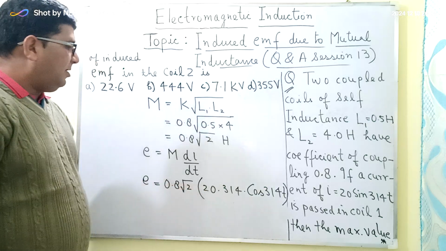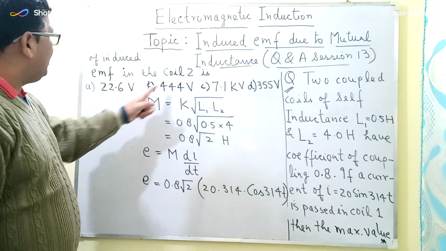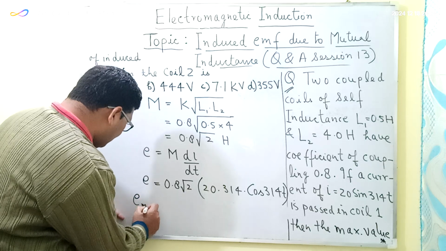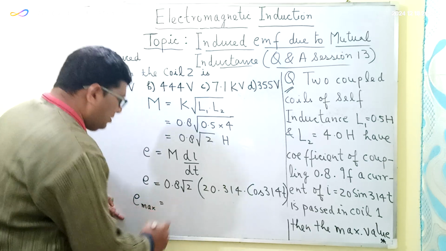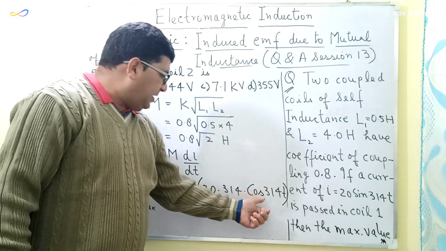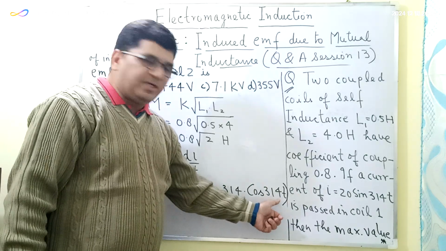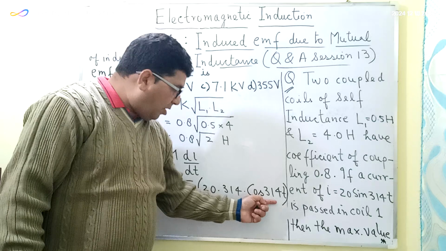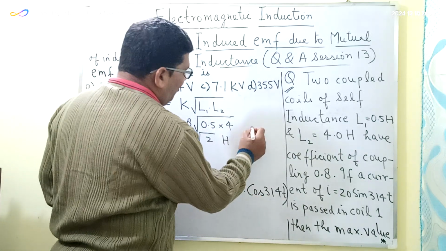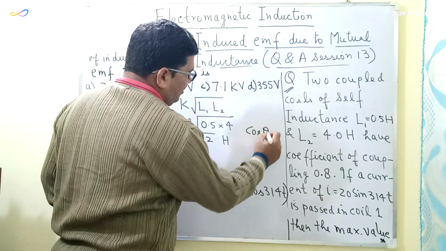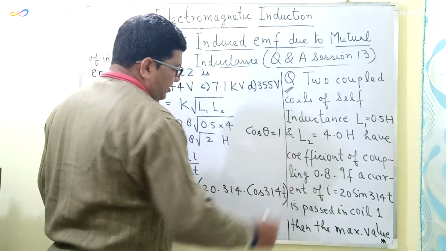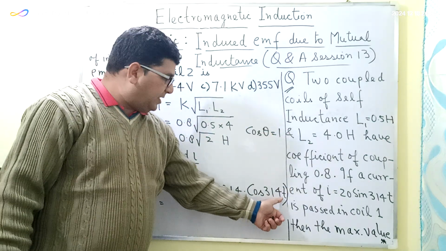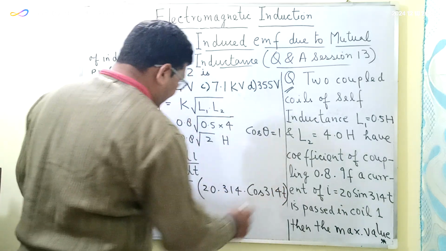But we have to find the maximum value of the induced EMF in coil number 2. The maximum value of this induced EMF depends on the value of cos 314t, and as we know, the maximum value of cos theta is equal to 1. So the maximum value of cos 314t will be equal to 1.